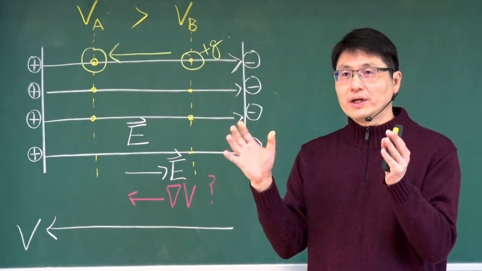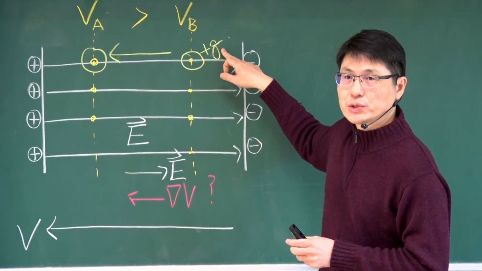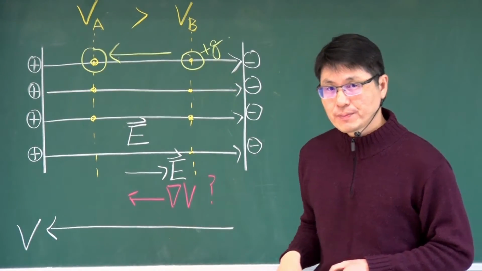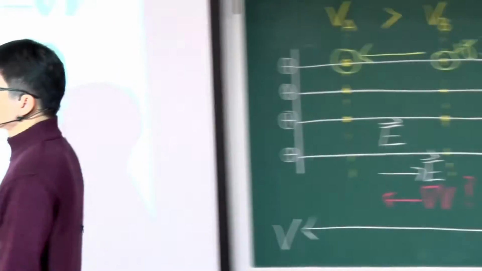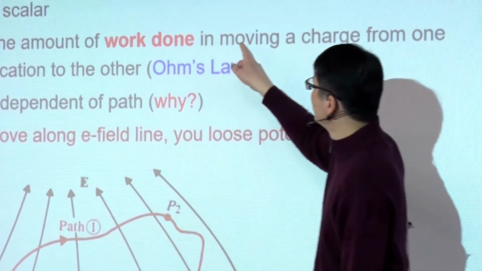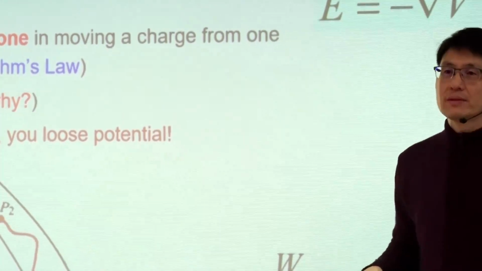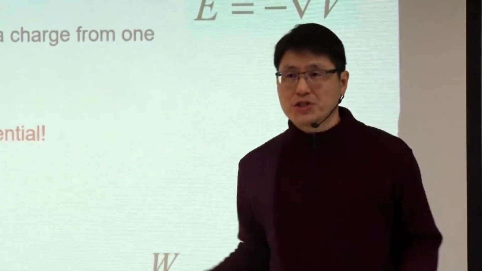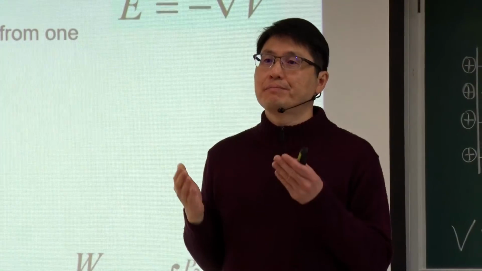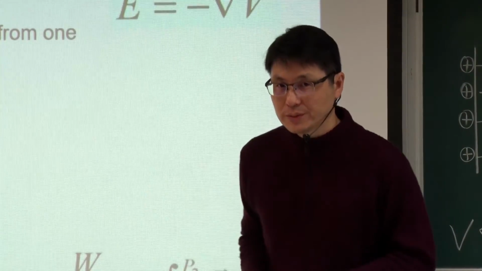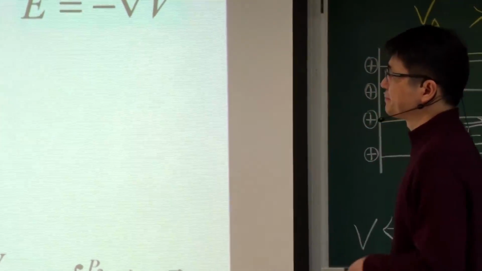That amount of work divided by its charge is your electric potential. Alright? So the amount of work done in moving a charge from one location to the other divided by its charge, by definition, is your electric potential. Right?